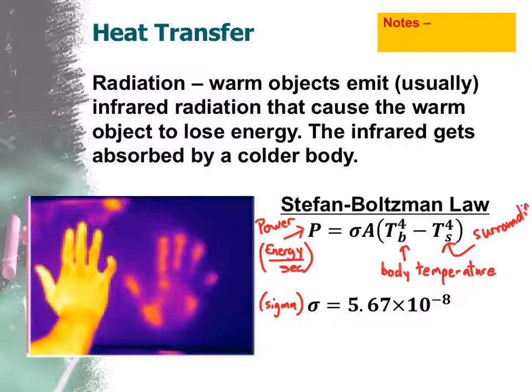Surrounding. Ugh, that didn't turn out too well. Let me try that again. Let me put the arrow in a different spot. There we go. Surrounding. And so because our bodies have a higher temperature than room temperature, that means that there's some energy being transferred every second from our body into the surrounding air.